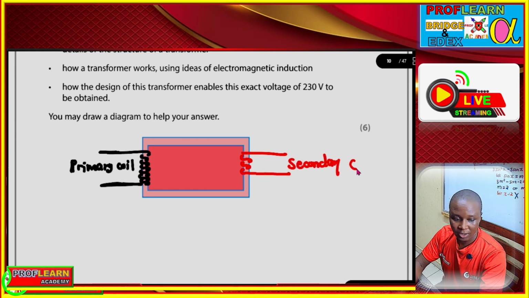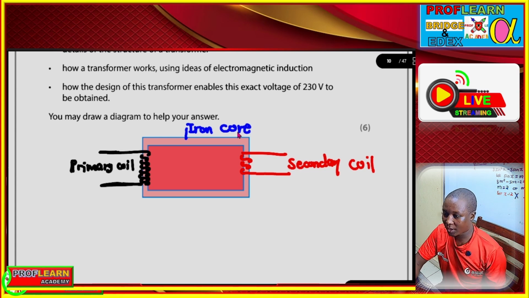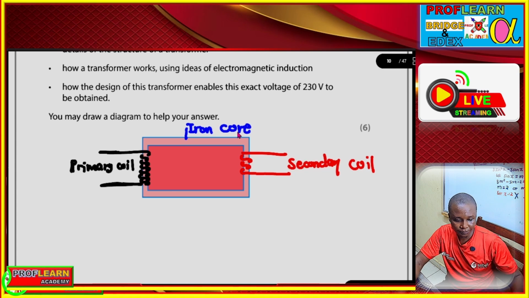For a step down transformer, we have fewer turns in the secondary coil. Then we have a soft iron core. A soft iron core is used because it is easily magnetized and demagnetized.